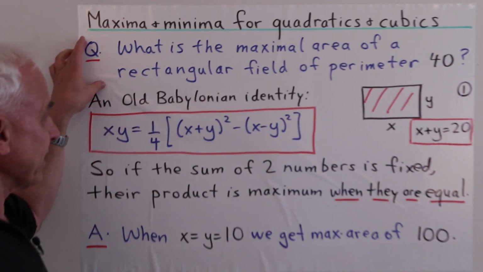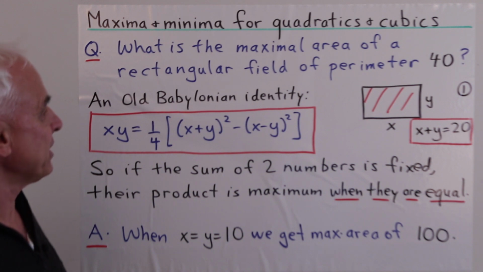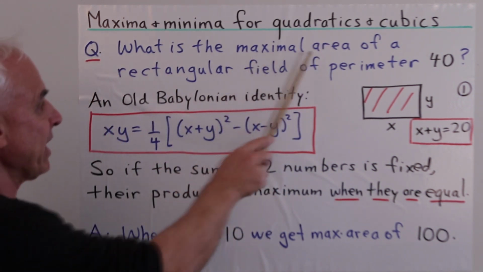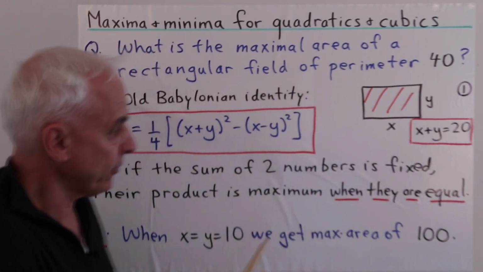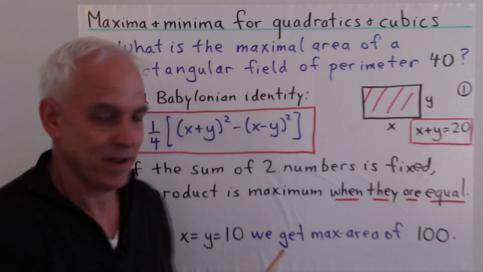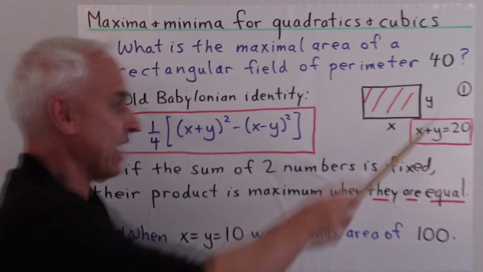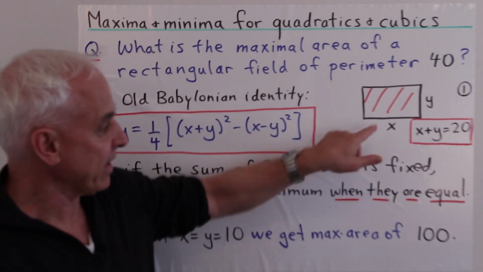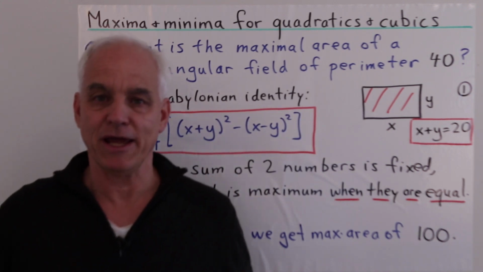So let's motivate maxima and minima problems, which is what we're interested in today, with this very simple classical problem. What is the maximal area of a rectangular field of perimeter 40? So here's a rectangular field. Let's say it has sides x and y. Then the total perimeter will be 2x plus 2y, and if that's equal to 40, then x plus y equals 20. So the question is, given the constraint that x plus y equals 20, what's the maximal possible area of such a field?